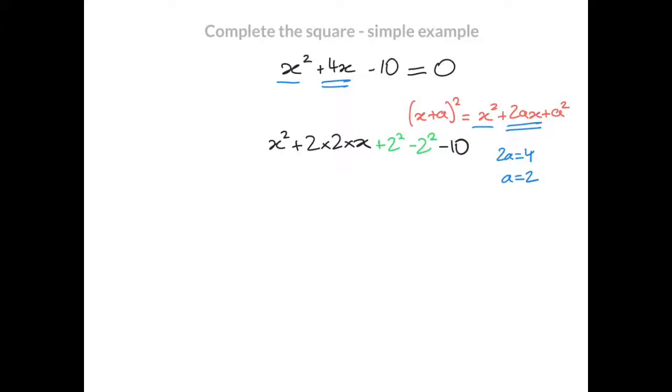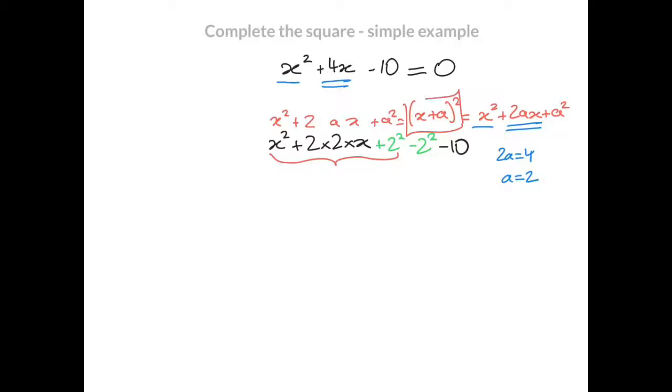So what did we do in the end? We've just rewritten 4x as 2 times 2 times x. We've added this 2 squared, because we needed it to match this part of the formula. We've subtracted 2 squared to make up for this thing that we've added, and then the -10 was already there.